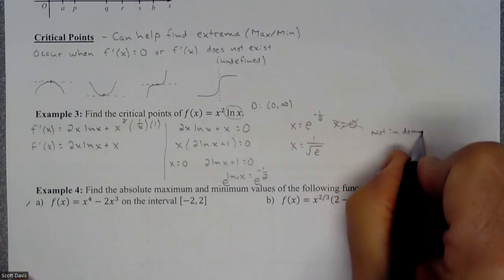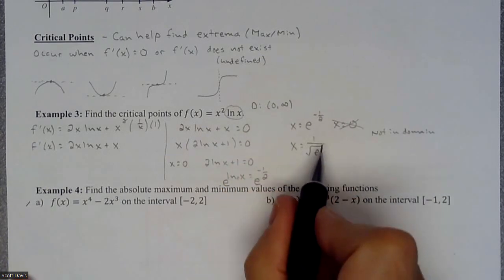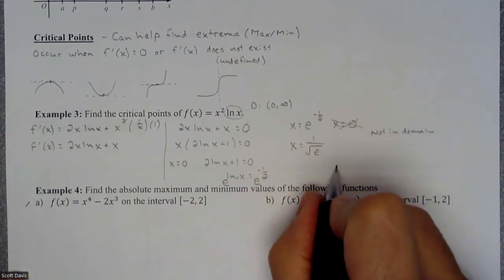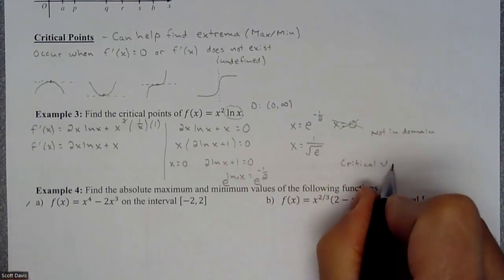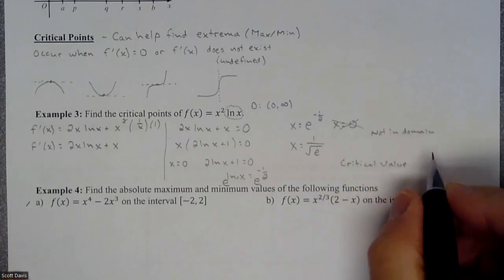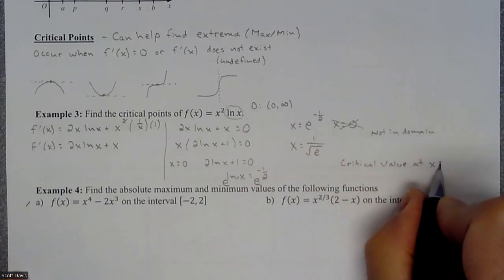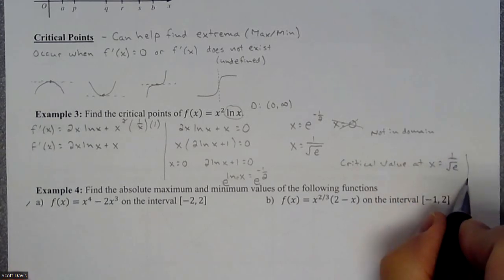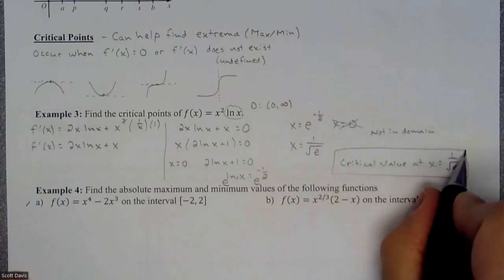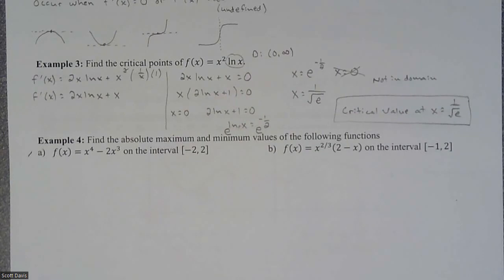But as long as it's a positive value, we're good. And this would be a positive value. So our critical value for that equation, and I don't know what it would be as a decimal, but that critical value is at x equals 1 over the square root of e. All right, so that was just finding critical values, and then eventually we're going to start finding some maxes and mins and figure out how we know that.